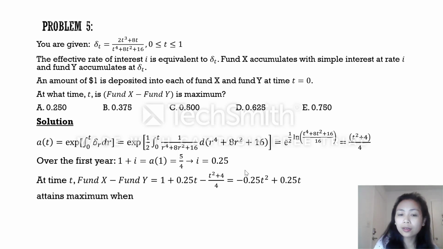So to find time t, we use the formula negative b over 2a in the quadratic equation. b here is 0.25 and a is negative 0.25, so t should be negative 0.25 over 2 times negative 0.25, which is 0.5. So the time when the difference between the two funds is maximum is half a year later.